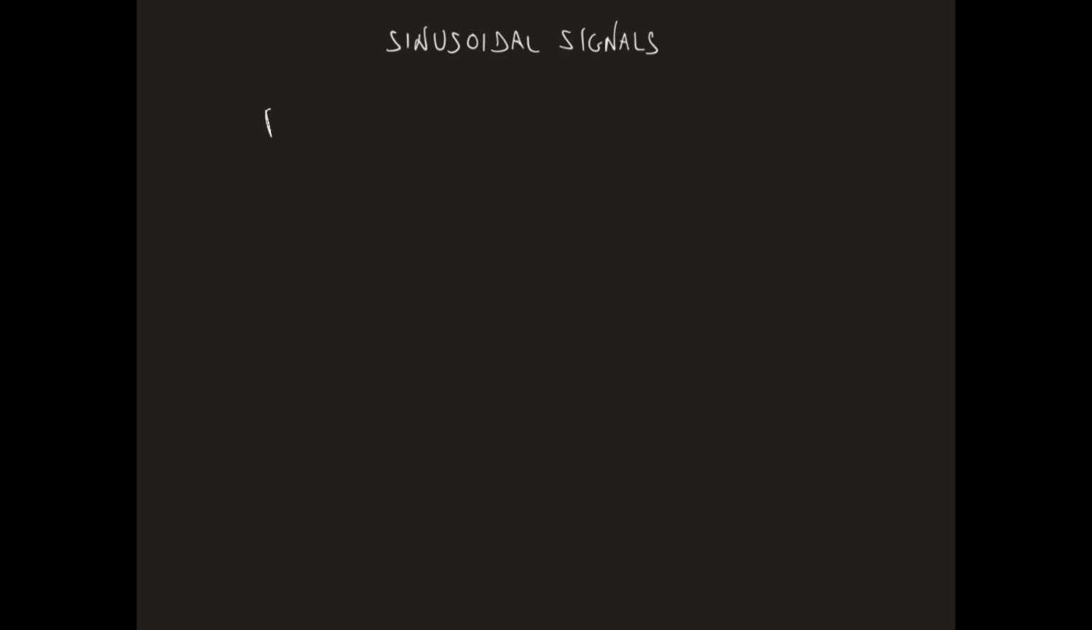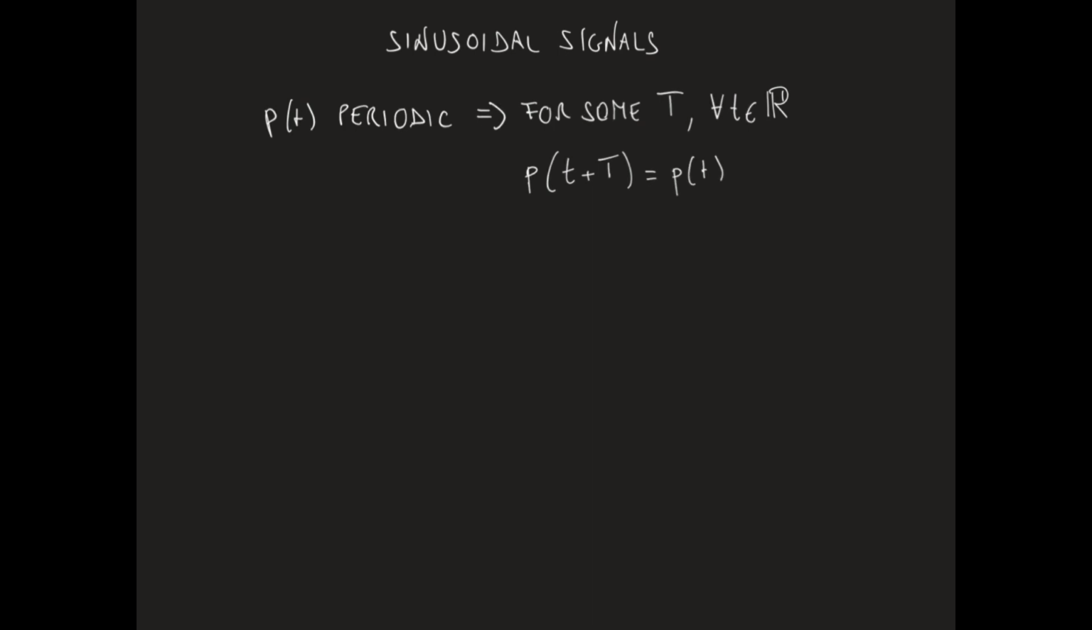In general, a periodic signal p of t has the property that for some capital T and for any real lowercase t, P of t plus capital T is equal to P of t. Capital T here is called the period of the signal.